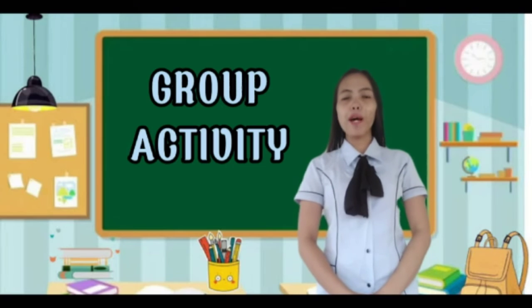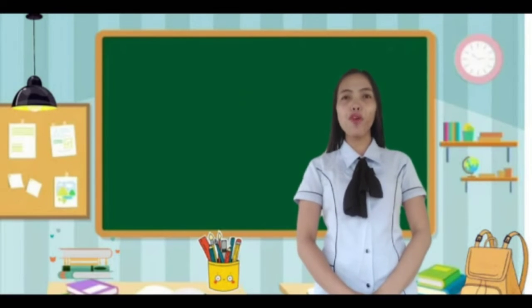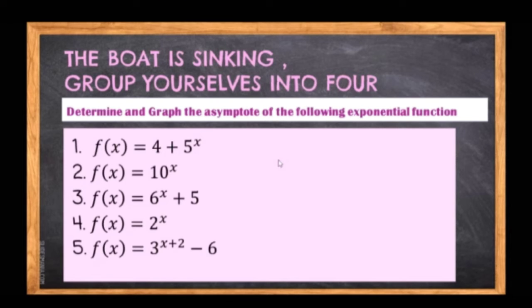So for your group activity entitled The Boat is Sinking, group yourselves into four. Okay, 5, 4, 3, 2, 1. Okay, you already have your group mates.